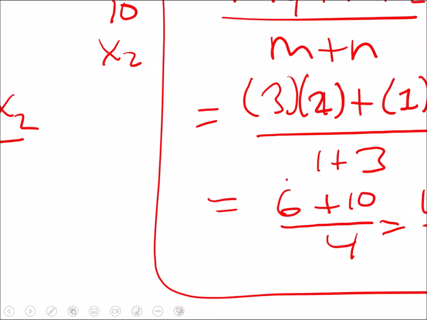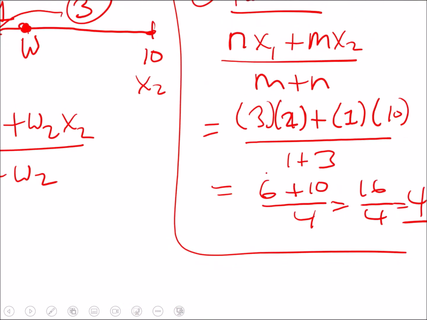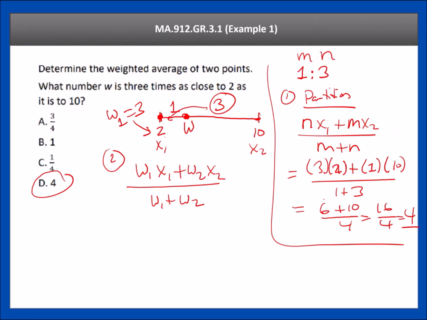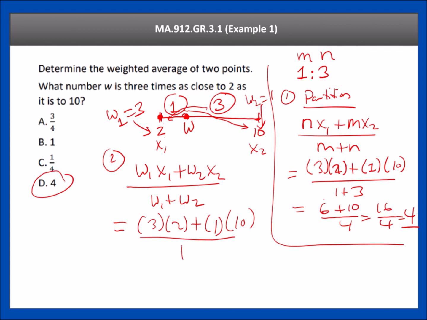Then the weight for 10 is 1, if I use the ratio. So it's sort of reversed. The weight of 10 is 1. So in that case, I get W1 times X1, so 3 times 2, plus W2 times X2. Notice that W1 is 3 and W2 is 1. You get the exact same thing as this, so you get 4 as your answer.